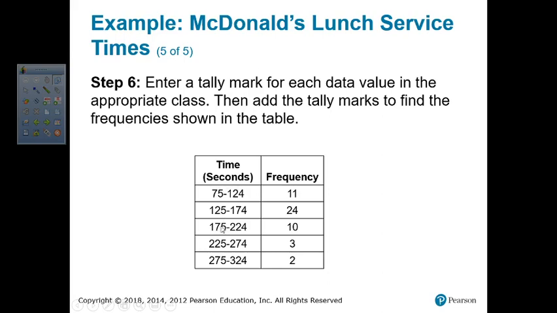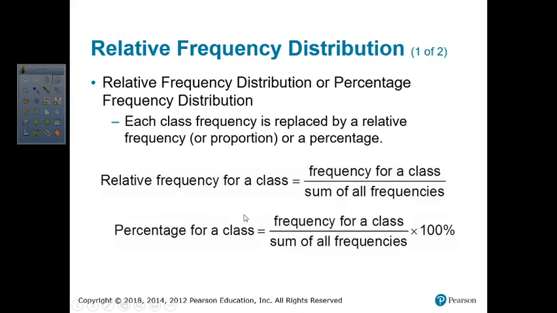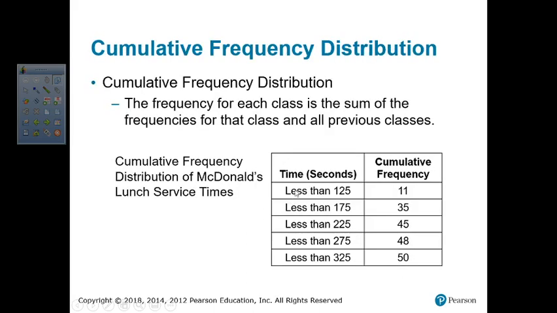Then if I ask how many items come before 175, that would be all the items in the first and second class combined. That would be 35. How many items come before 225 would be all the items in the first, second, and third classes combined, etc. So the labeling for the classes for the cumulative frequency distribution is not the same as the labeling for the classes for the frequency distribution. The cumulative frequency distribution is designed to ask how many items up to a certain point, which is up to and before the lower limit of the next class.